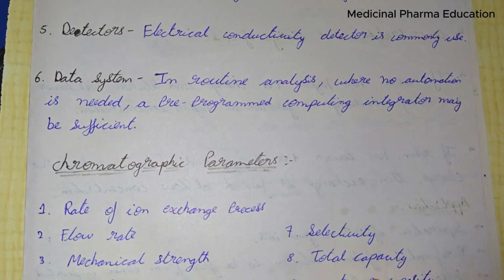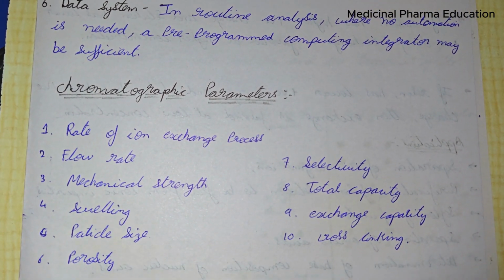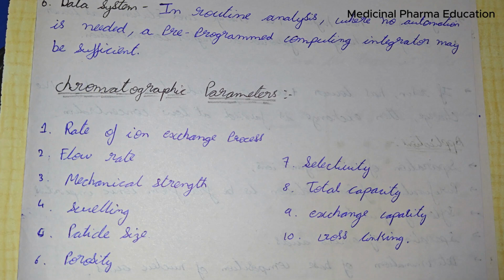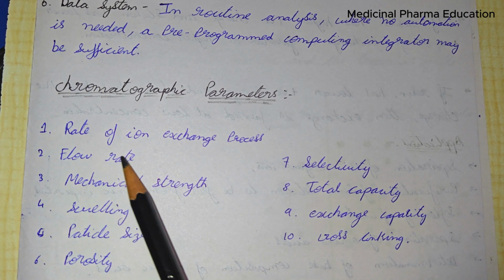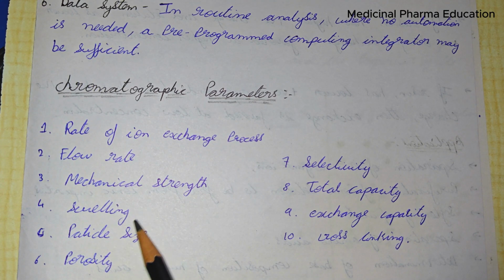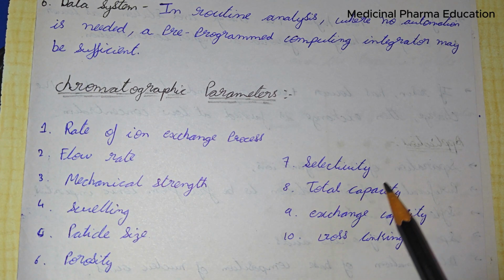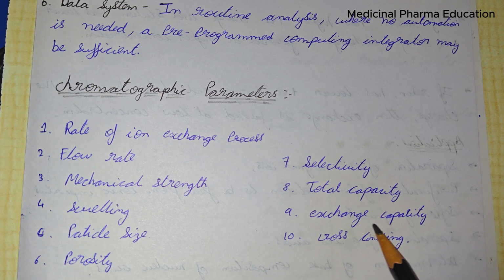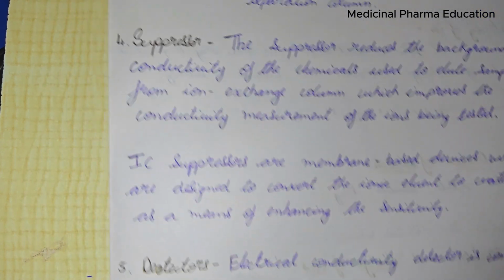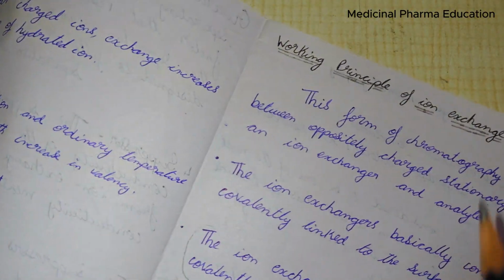Okay. Chromatographic parameters, and these are not very important from your exam point of view. I have listed out the chromatographic parameters: rate of ion exchange process, flow rate, mechanical strength, swelling, particle size, porosity, selectivity, total capacity, ion exchange capacity, and cross linking. These are the chromatographic parameters.